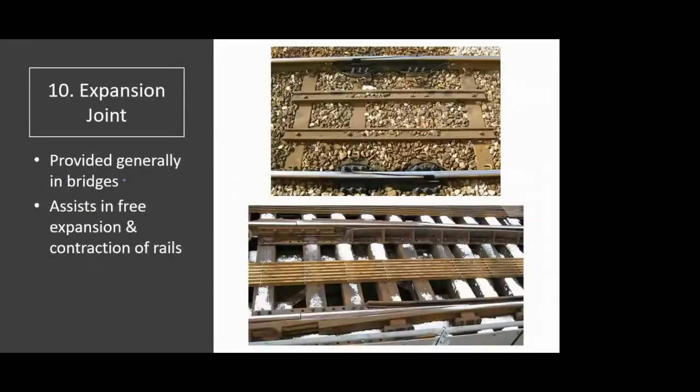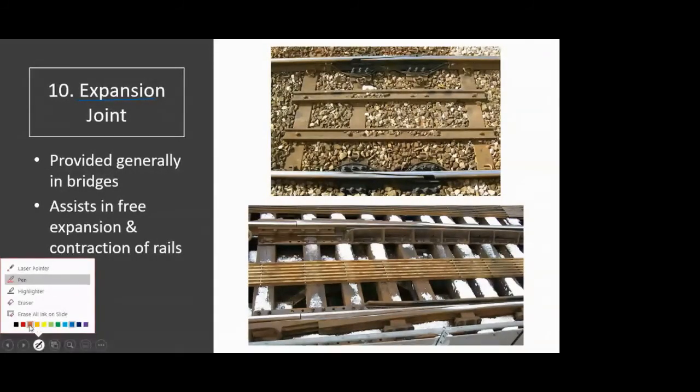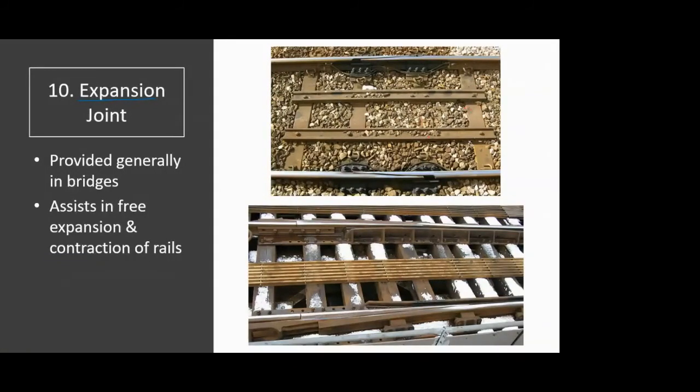And the last type of joint that we have is the expansion joint. From the name again you can guess that it is provided where you have long continuous rails, but in between you have to provide some gap so that there is free expansion and no thermal stresses are induced. So the expansion gap can be just a normal rail with a gap left in between. This is one typical type of rail expansion joint.